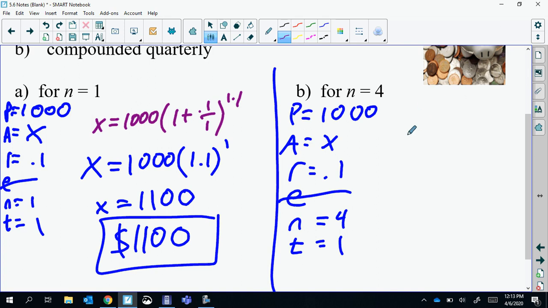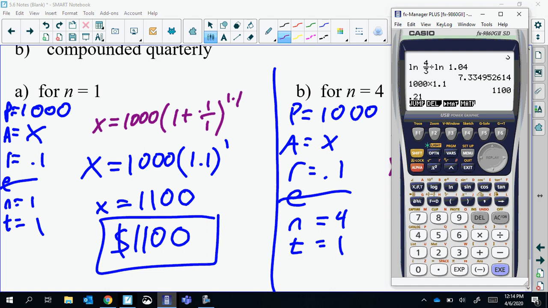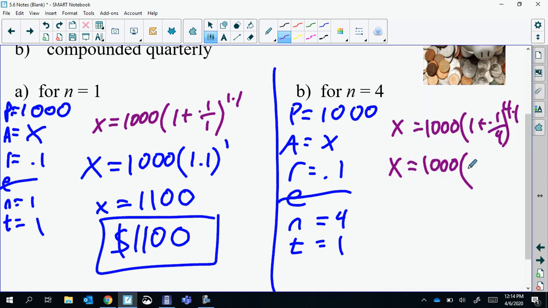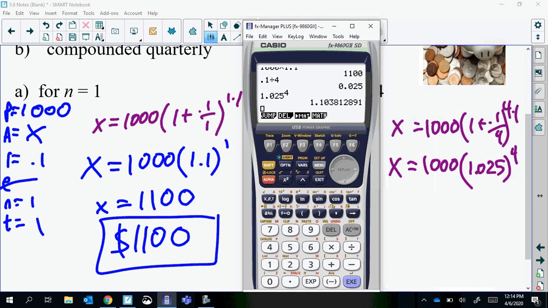And our second equation, when n equals 4, same idea, set it up. But this time we have n is 4, and then to the 4 times t. So this changes our equation. It's going to change our answer also. We have 1 plus 0.1 over 4. So 0.1 over 4. And it was 1 plus that, so it's 1.025. And our exponent is 4. So to the exponent of 4, we do exponents before we multiply. So we did 1.025 to the 4th, and now times 1,000. So it's $1,103.81.